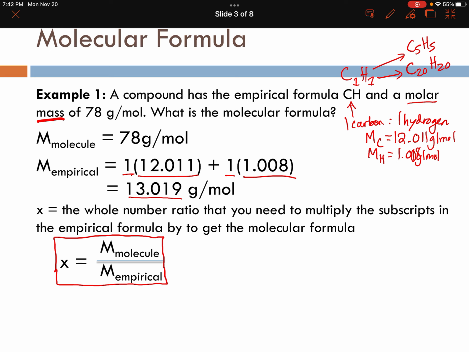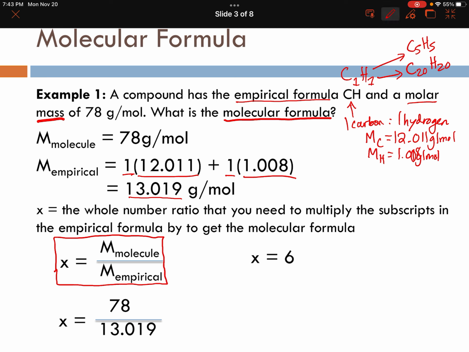So that right there is the key formula I'm going to use to calculate X, which is the scaling ratio that takes me from an empirical formula, which is just the ratios of carbons to hydrogens, in this case, up to the molecular formula, which is actually how many carbons and how many hydrogens are really in this molecule. We do it by just doing molar mass of our molecule divided by molar mass of the empirical formula. So in our case, the molecule has a molar mass of 78 grams per mole, and the empirical formula had a molar mass of 13.019 grams per mole. So we divide those out, and I get X equals 6. So that means my scaling factor is 6.